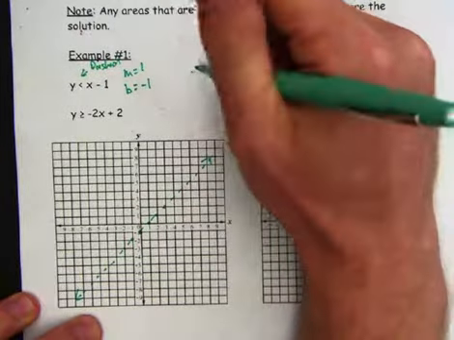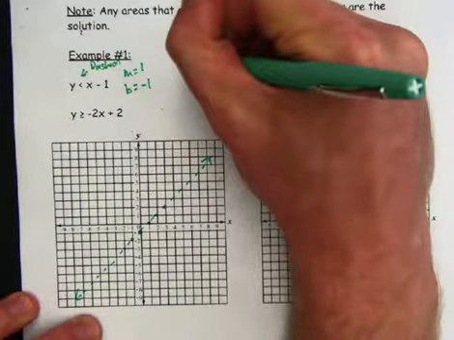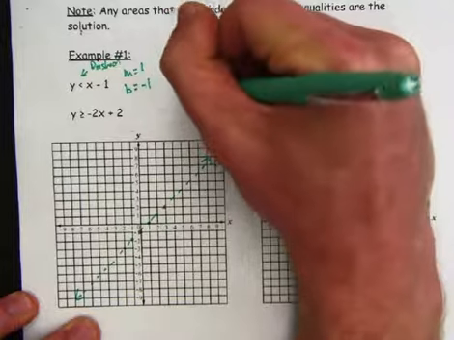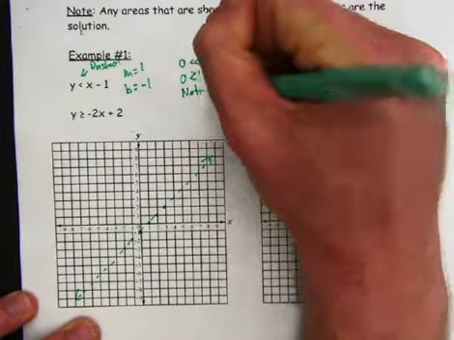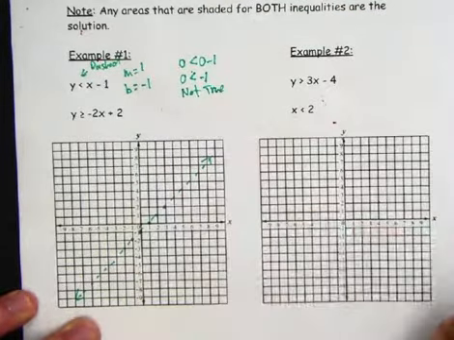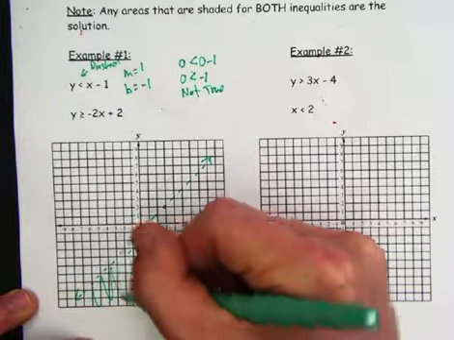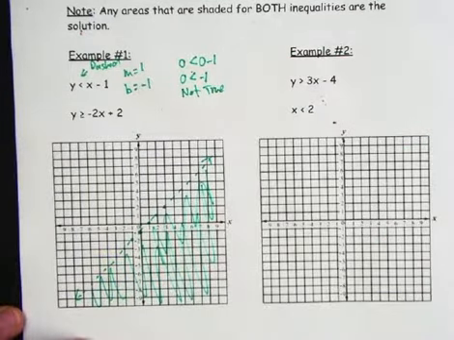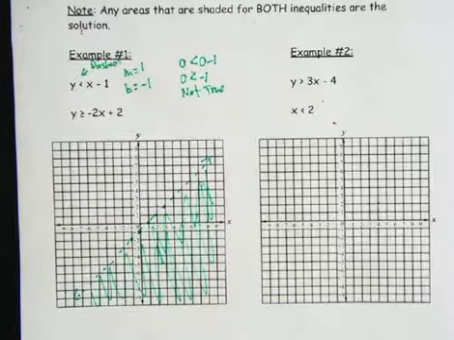So we're going to plug 0, 0 in. I'm going to plug in 0 is less than 0 minus 1. I get 0 is less than negative 1. Is that true? Not true. So that means this side, which has 0, 0, is not going to get shaded. This side is. Okay? So now we've graphed our first linear inequality.